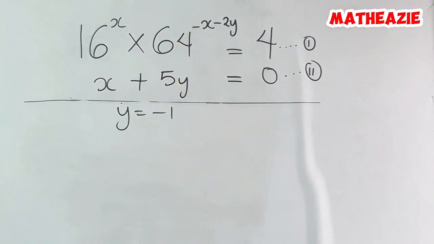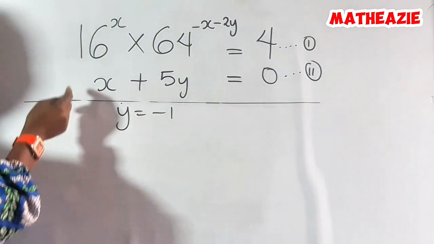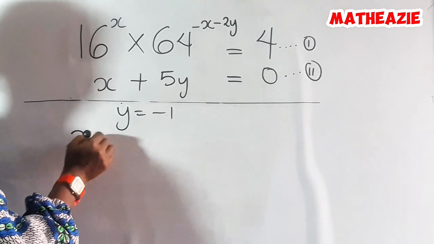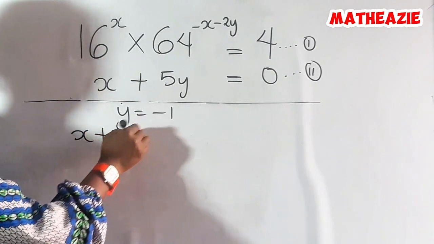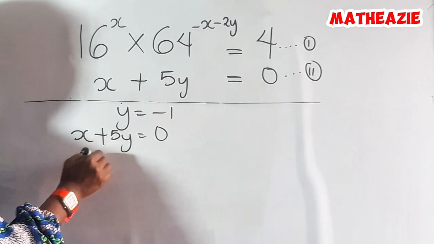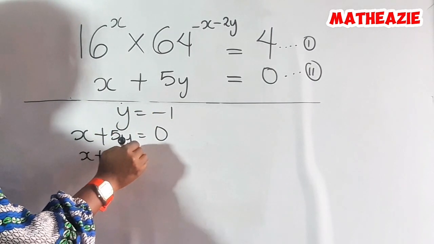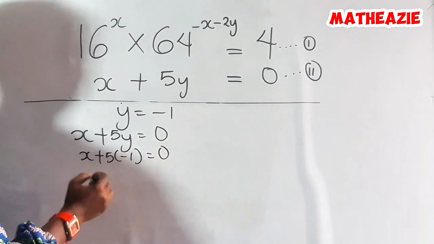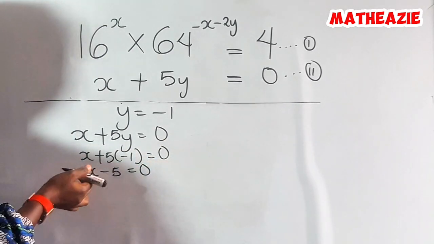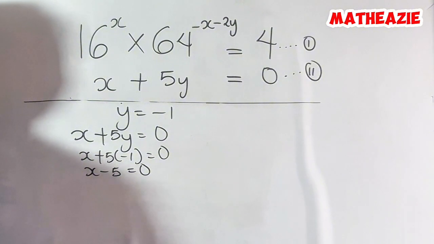Now let's substitute minus 1 for y in equation 2. Equation 2 is given to us as x plus 5y equals 0. So if y is minus 1, we have x plus 5 times minus 1 equals 0. This will give x minus 5 equals 0. To find x, let's add 5 to both sides of the equation.